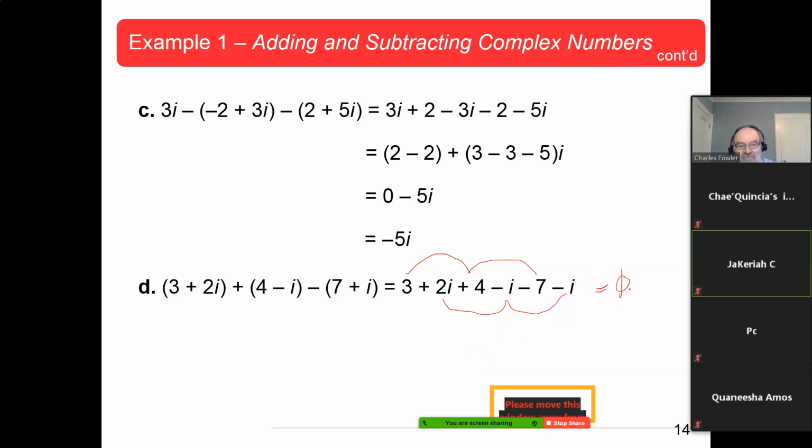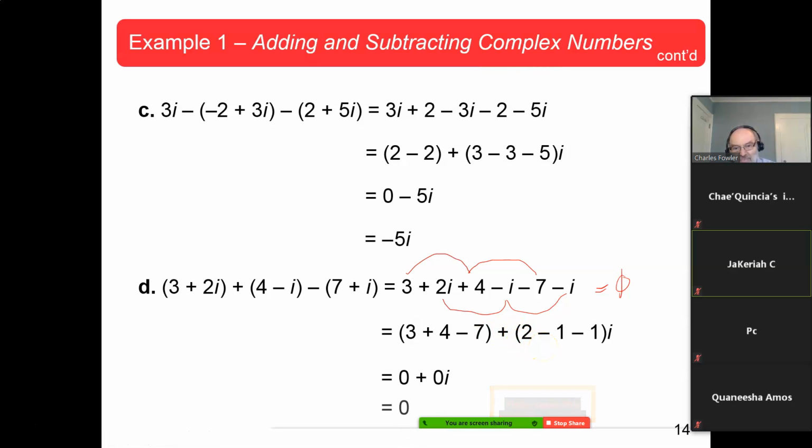That's all, folks, okay? They do a bit more work here, putting the 3 together, 3 plus 4 minus 7, and 2 minus 1 times i, factoring out the i, and they see this adds to 0, that adds to 0, 0 plus 0i, which is simply 0. Good deal. All right, any questions on how to add and subtract complex numbers?